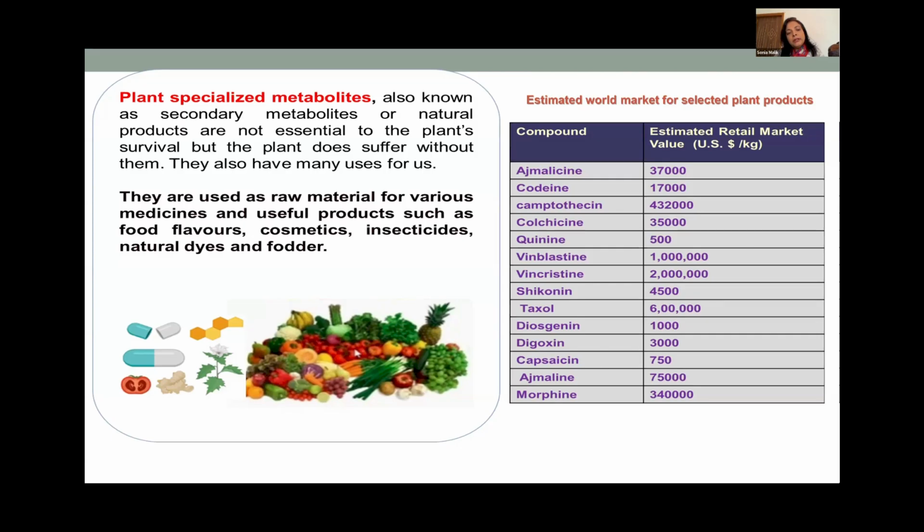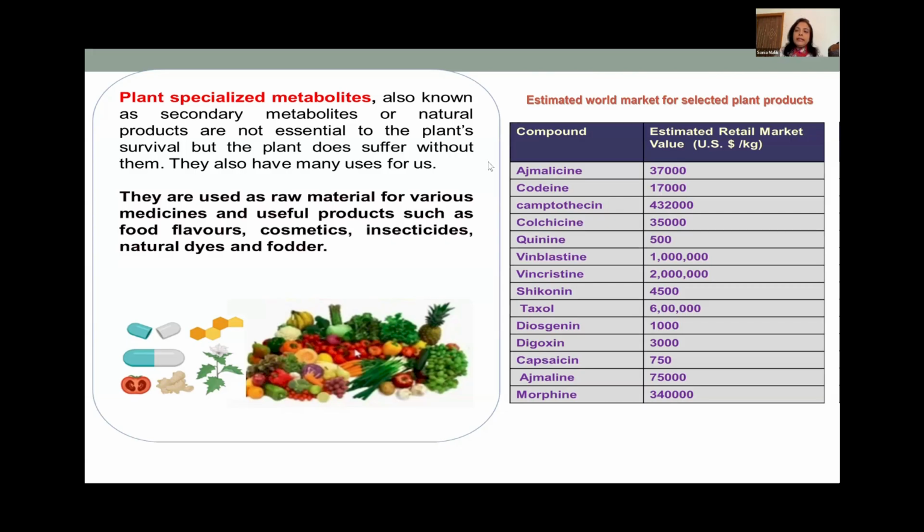So plants produce them to protect themselves from the environment. But these specialized metabolites are useful for us also, as depicted in the last slides. We use them as food, cosmetics, insecticides, pharmaceuticals, different medicines, natural dyes and fodders.